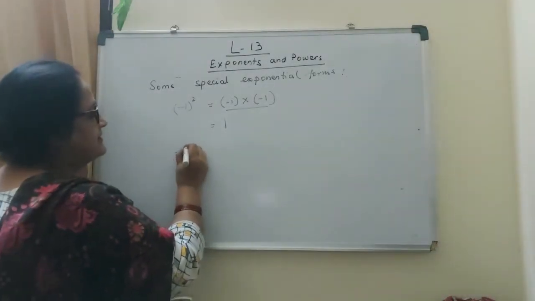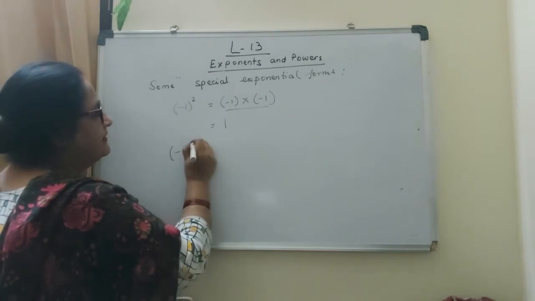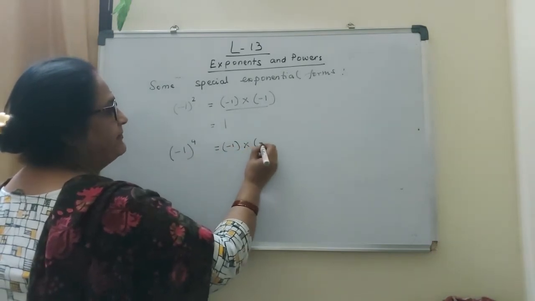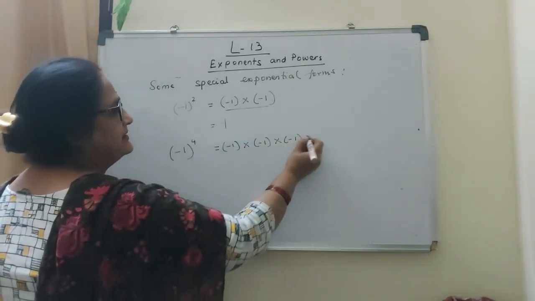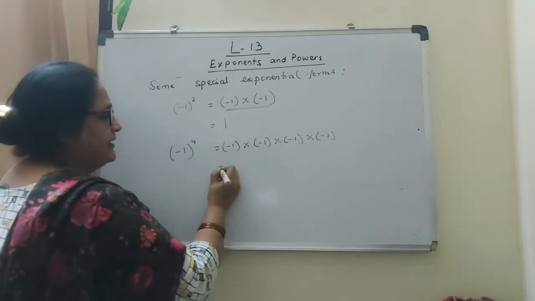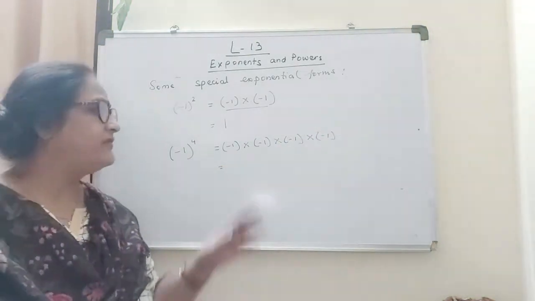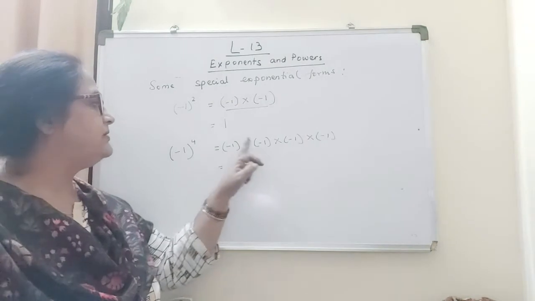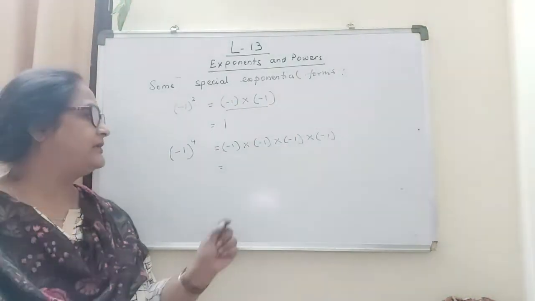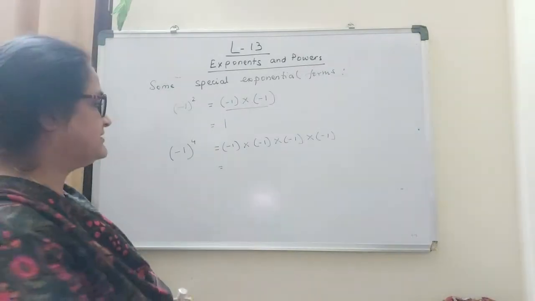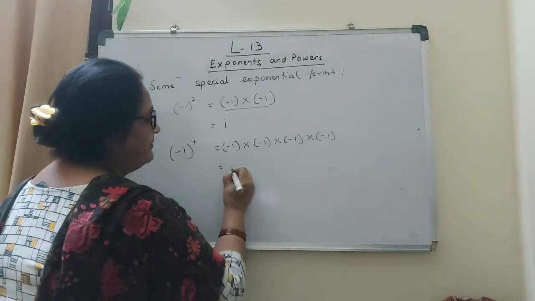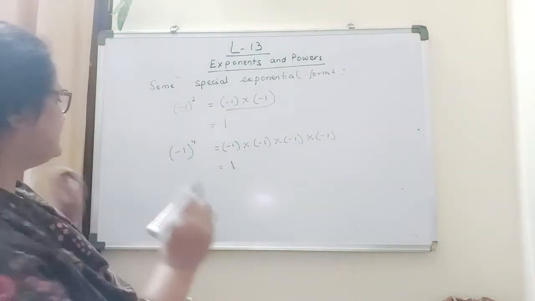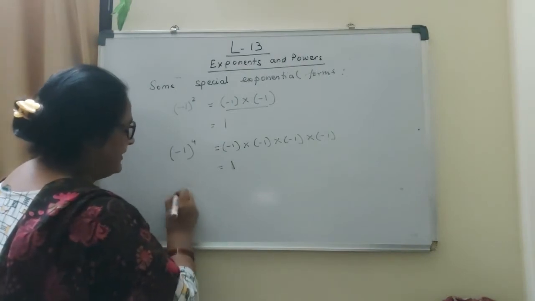Let us take another example. Minus 1 raised to the power of 4. Minus 1 multiplied by minus 1 multiplied by minus 1 multiplied by minus 1. When we did multiplication of integers, if there is an even number of negative numbers, 1, 2, 3, 4, the answer is positive. So 1 multiplied by 1 multiplied by 1 multiplied by 1 will be positive 1.